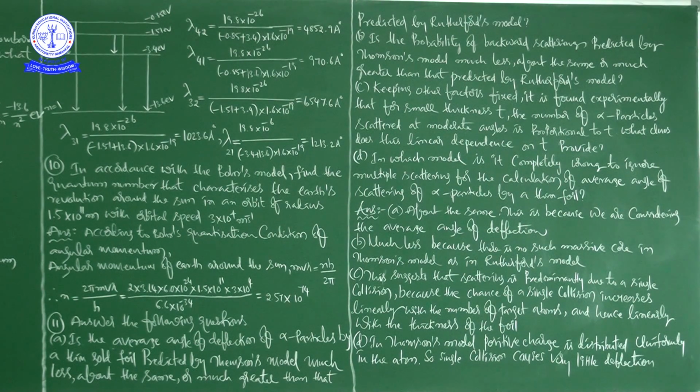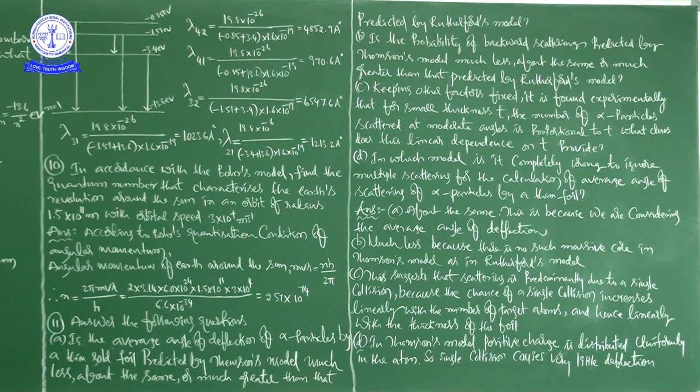Okay, right. So that we have to answer. He is asking for the relation. See this. This suggests that scattering is predominantly due to a single collision, because the chance of a single collision increases linearly with the number of target atoms and hence linearly with the thickness of the foil, right.